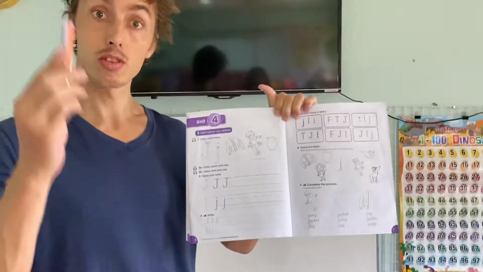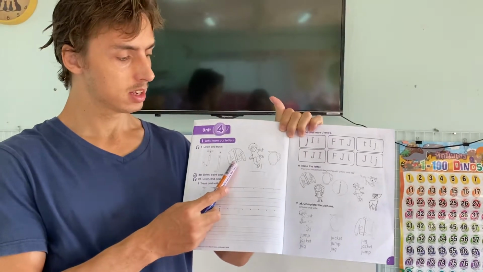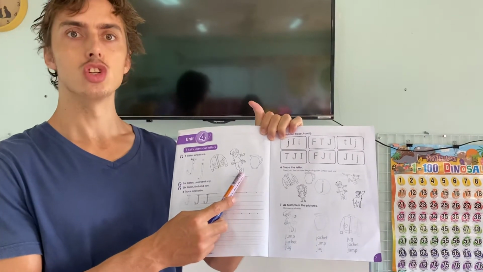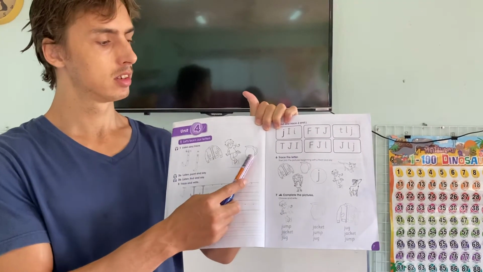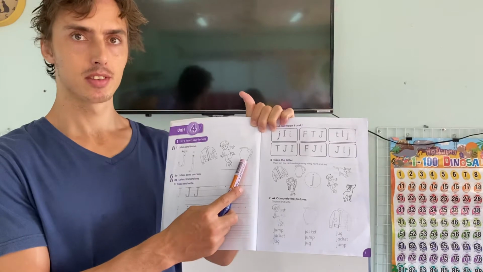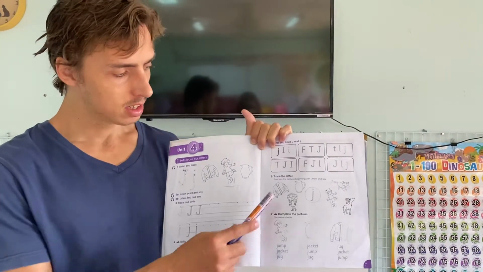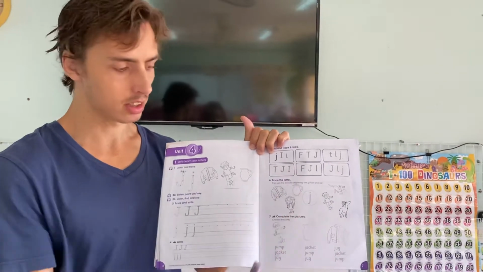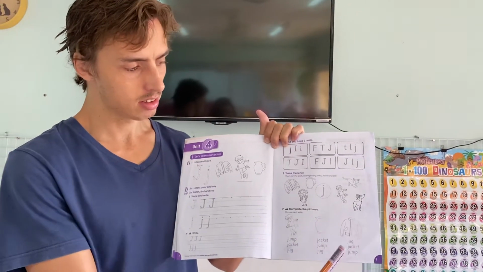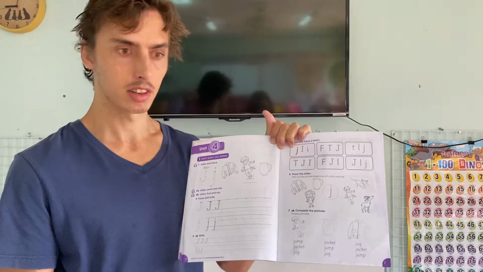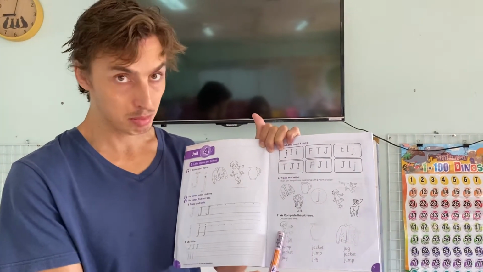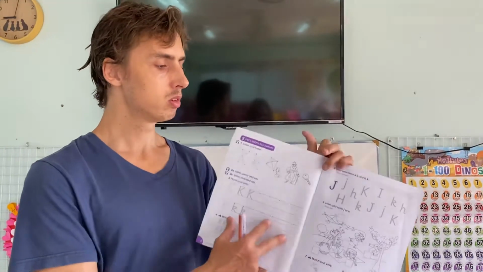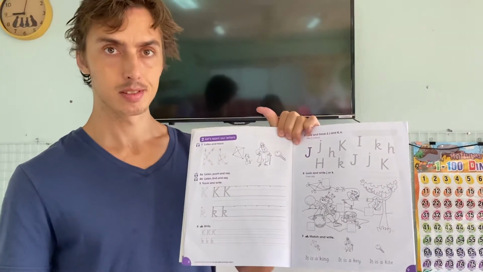So let's remember the last time we did J: jacket, jump, jug. Jacket, jump, jug. All right. Today we will do K.